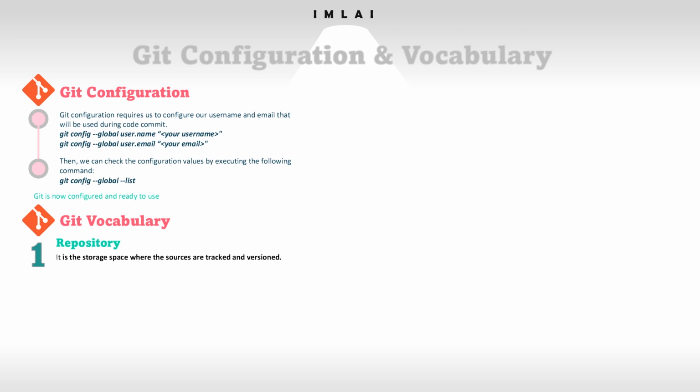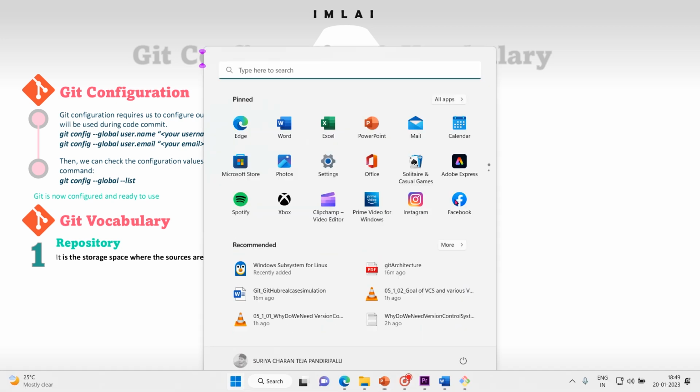There are remote repositories that centralize a team's code and allow team collaboration. There is also the local repository, which is a copy of the working directory on the local machine. So let me demonstrate this live on my GitHub.